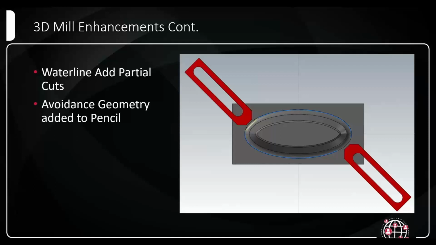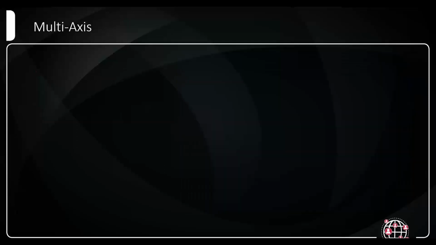But now in 2024, you can just grab the toe clamps as avoidance, and the toolpath will recognize and avoid them. So not really new functionality in terms of Mastercam as a whole, but very happy to see that make its way to the pencil toolpath as well. All right, now we're getting into multi-axis.